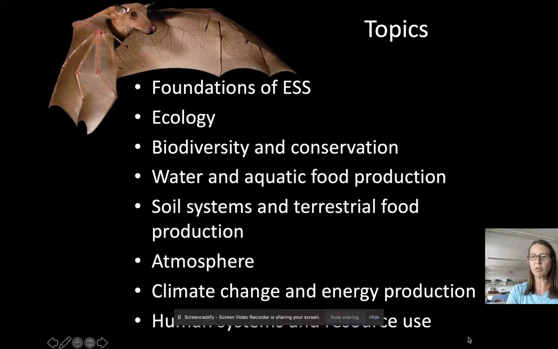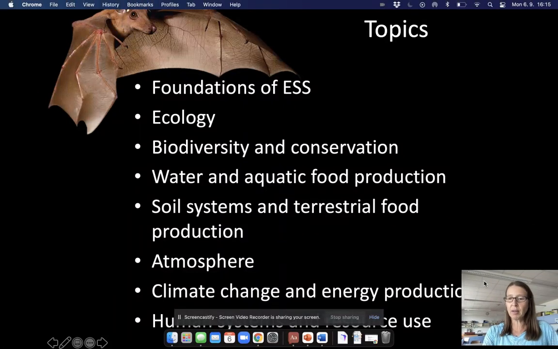Humans and resource use is going to be looking at population growth models, and also what we do with all the stuff like our recycling and our garbage, and sustainability, and whether there is a carrying capacity on the planet. So we will probably be done with content acquisition pretty soon, I would say just after we get back from the holidays.